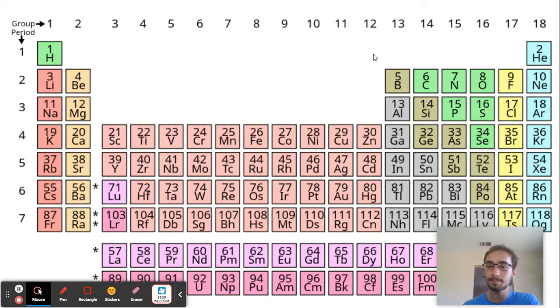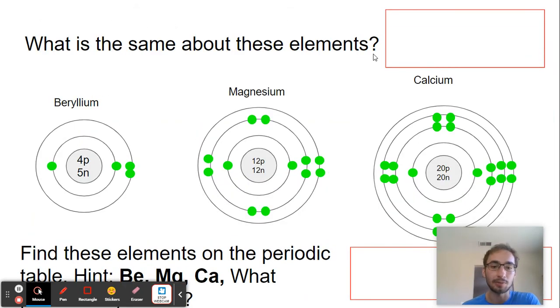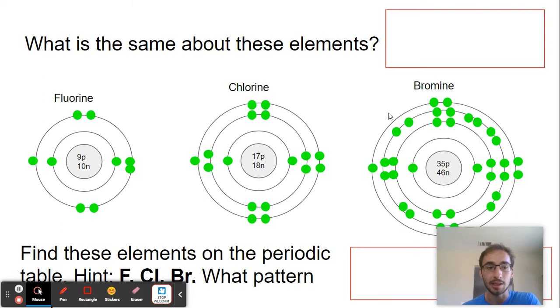And do that for beryllium, magnesium, and calcium too. And do it for fluorine, chlorine, and bromine. I'll give you a hint. Look closely at the electrons. Something with electrons, something that we learned last week, is the answer.